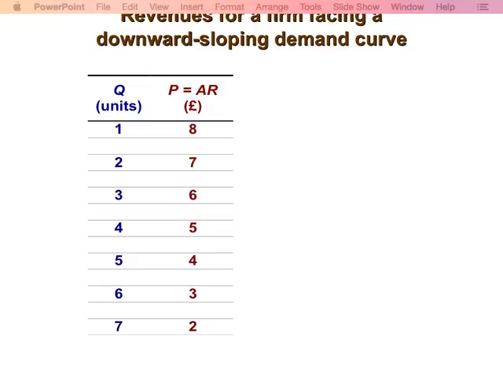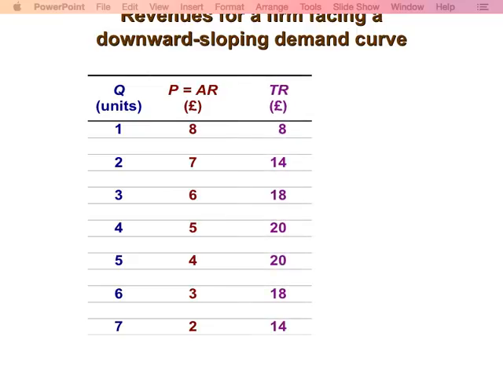Units we sell are 1, 2, 3, 4, 5, 6, 7. Then at different prices, you can see that quantities are increasing. So quantities are increasing as the prices are declining. So this is a demand curve. Total revenue is then the product of price and quantity.